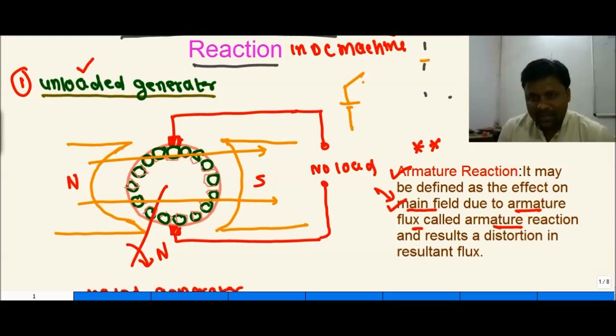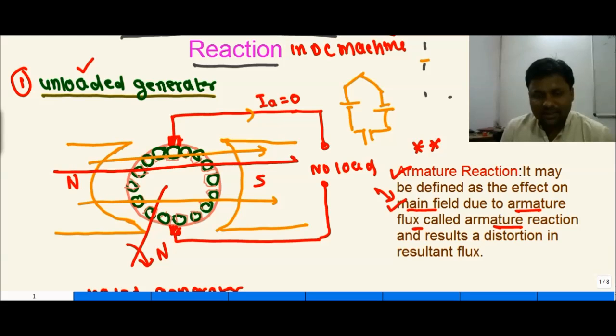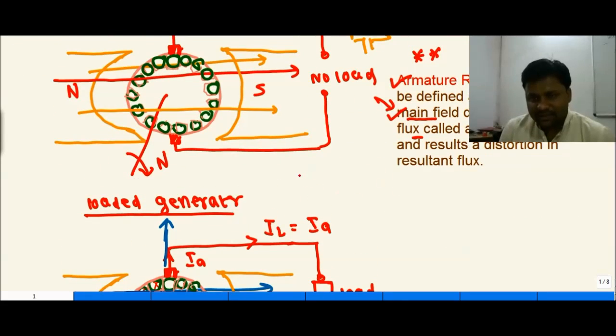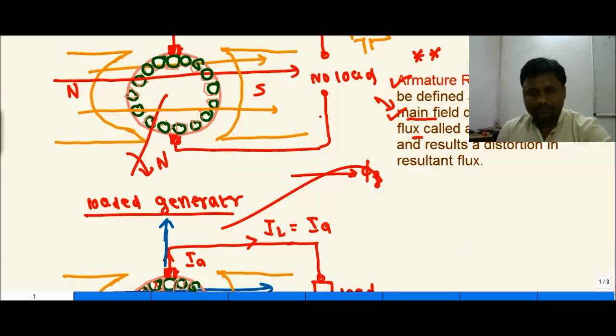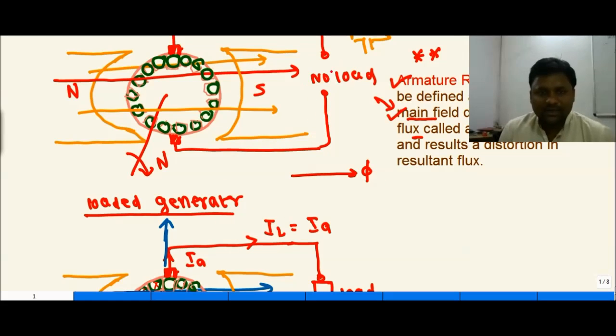There is induced EMF in the conductors, but since the load is not connected, the armature current equals 0. So in this case, we only have one flux, called the main field flux, from north to south. So we can say the main field flux is like this. This is called main field flux phi F. Since the load is not connected, there is no current in the armature.